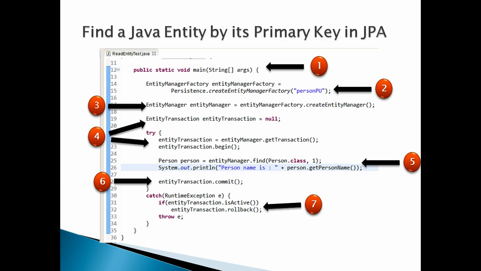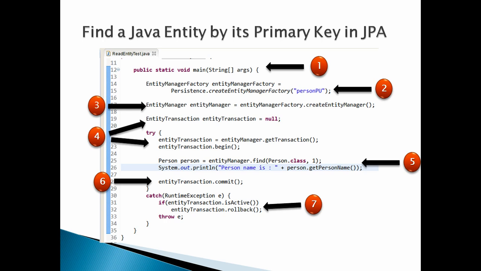point. Number 1, create a test class as ReadEntityTest in Java, having a main method. Moving ahead. Number 2, in order to find instances of the Person entity in the database by its primary key, we need an EntityManager. This EntityManager can be obtained by EntityManagerFactory. Using the javax.persistence Persistence class we create the EntityManagerFactory. The Persistence class has a static method createEntityManagerFactory.